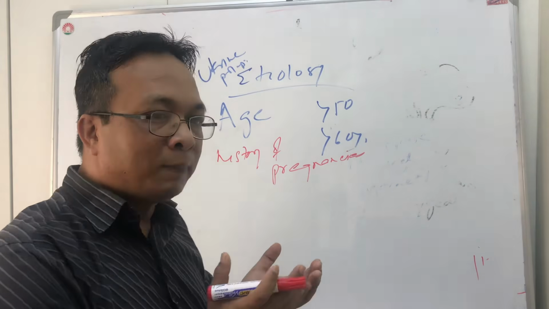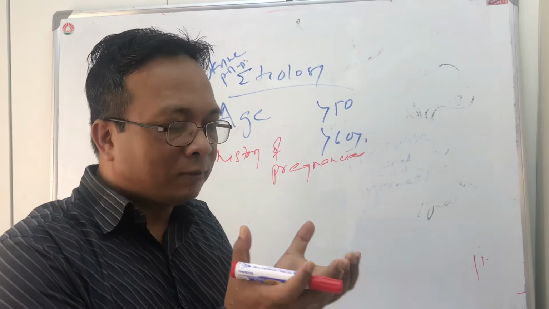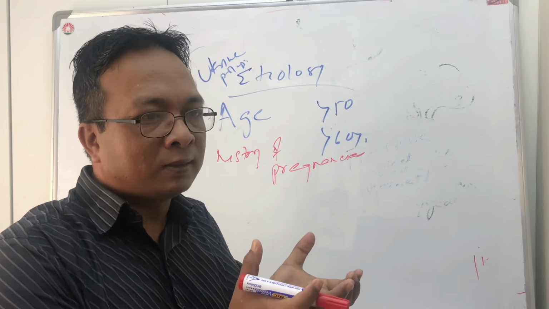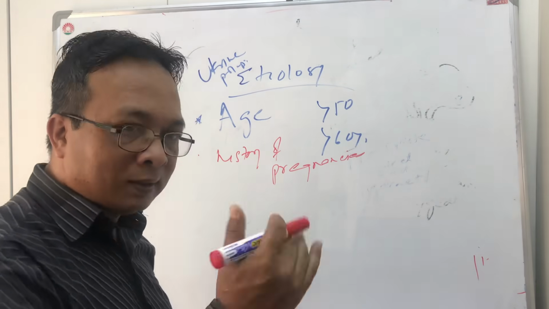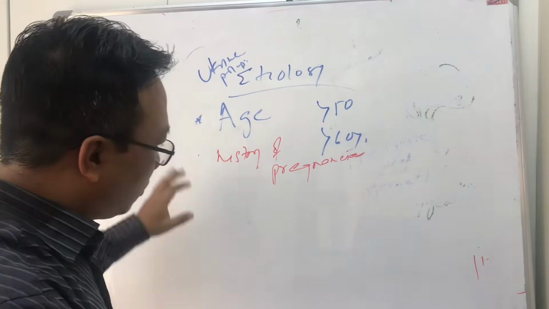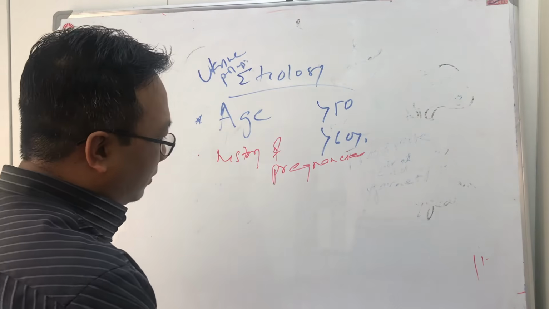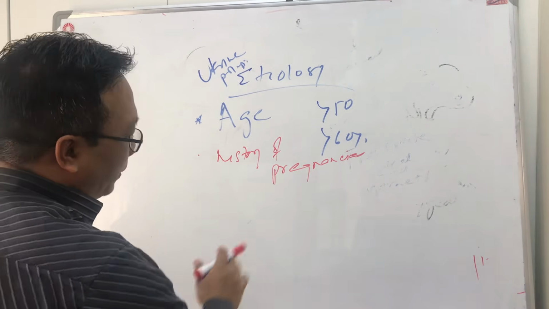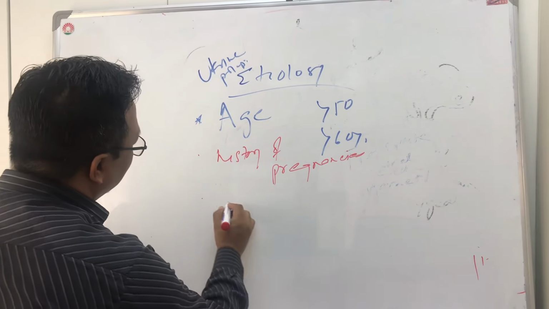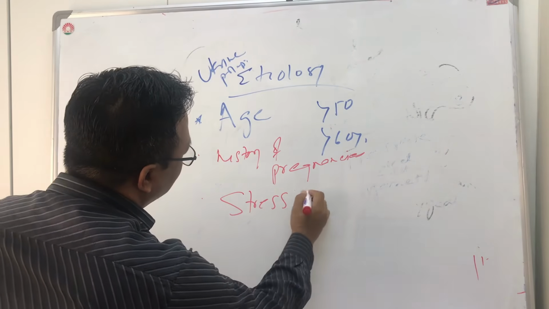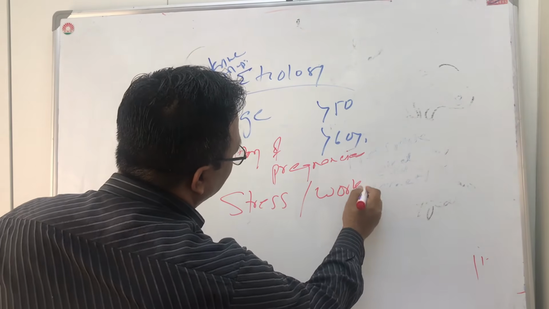It will make the pelvic floor really tight and strong in the next 6 months. Okay, and that will decrease the incidence of prolapse. So age is there, then I told you history of pregnancies or childbirth, and then stress or heavy exercise, stress or work.